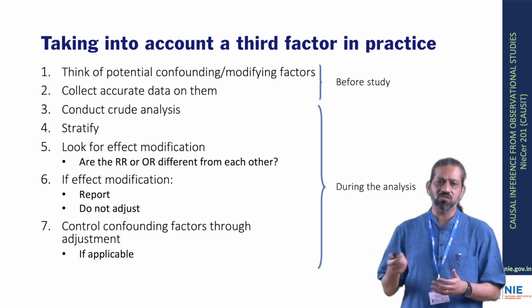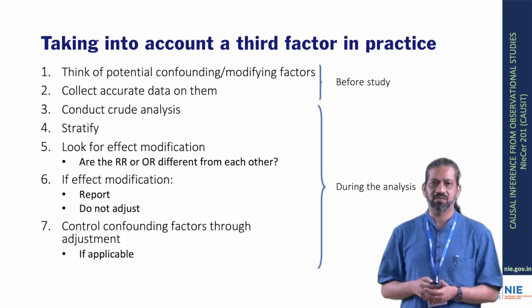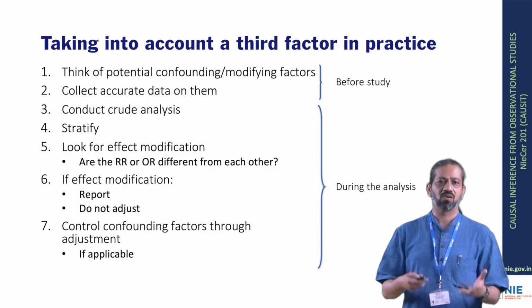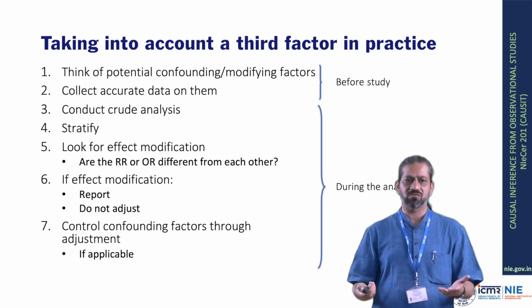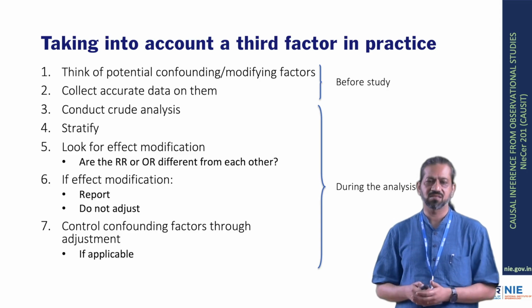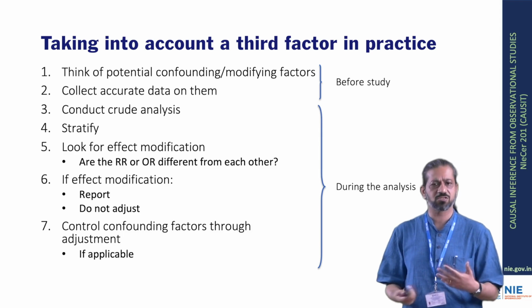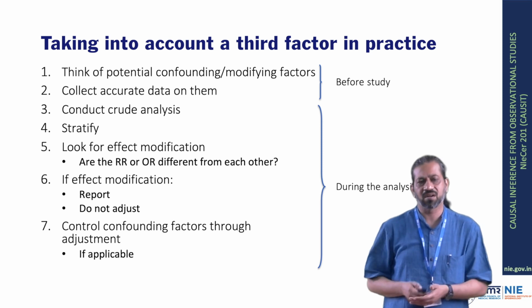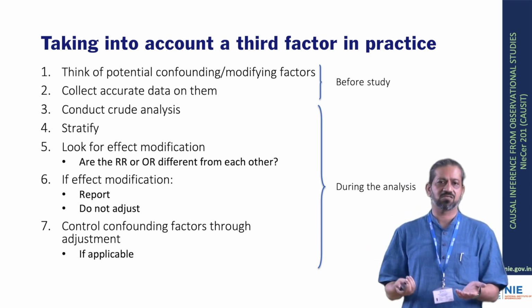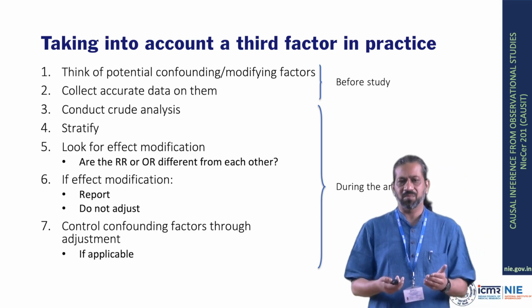And then we follow the various steps that we have listed before in order to identify whether that particular third factor, that particular extraneous variable, is a confounder or a modifier. You conduct the crude analysis, estimate the crude risk ratio or odds ratio. You do a stratified analysis. If you are looking for effect modification, you compare the stratified measures of risk ratios and odds ratios. If they are different from each other, yes, that particular third factor is a modifier. Otherwise, it's not.